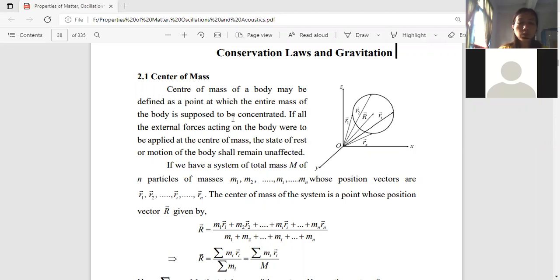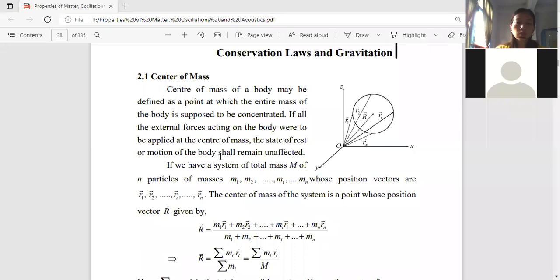The point or the place where the whole mass of the body or the object is concentrated is known as the center of mass. If all the external forces acting on the body were applied at the center of mass, the state of rest or motion of the body would remain unaffected.